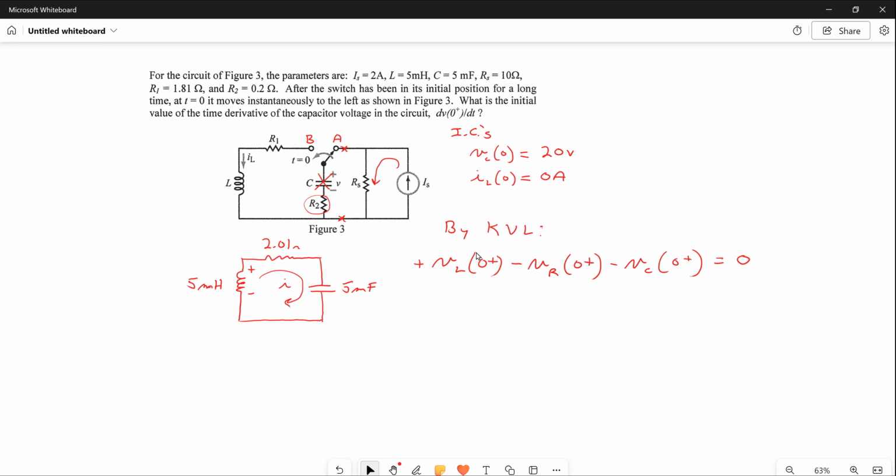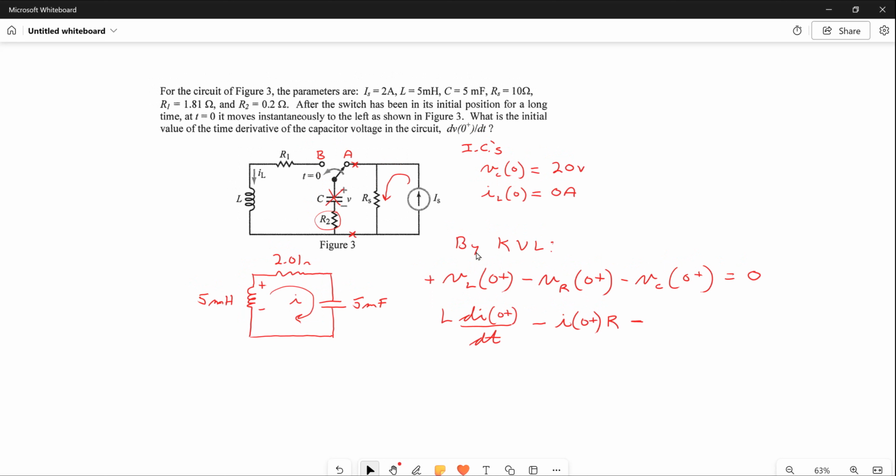So I end up with the voltage across the inductor, L dI of 0 plus over dt, minus the voltage across the resistor, I of 0 plus times R, minus the voltage at 0 plus. Well, the voltage at 0 is 20 volts. Voltage can't change instantaneously across the capacitor. That has to be 20. That has to equal 0.